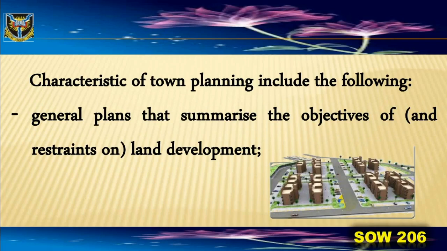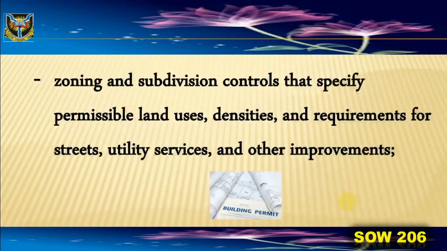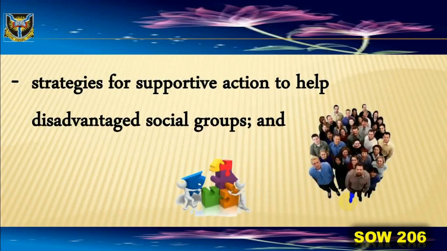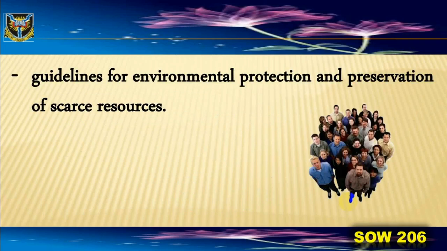Characteristics of town planning include the following. 1. General plans that summarize the objectives of and restraints on land development. 2. Zoning and subdivision controls that specify permissible land uses, densities, and requirements for streets, utility services, and other improvements. 3. Plans for traffic flow and public transportation. 4. Strategies for economic revitalization of depressed urban and rural areas. 5. Strategies for supportive action to help disadvantaged social groups. And 6. Guidelines for environmental protection and preservation of scarce resources.